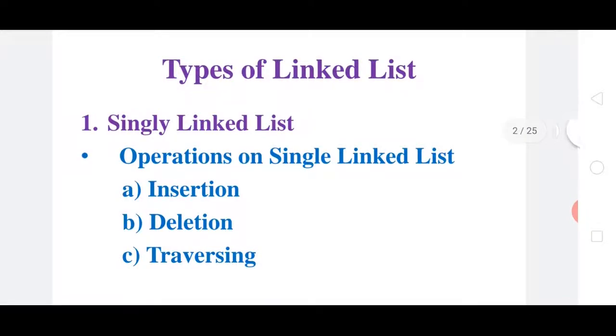Today in this lecture we will see some points which are listed here. The first is types of linked list. The first type is singly linked list. Also we will discuss operations on singly linked list. There are some operations. The first operation is insertion operation, the second operation is deletion operation, and the last operation is traversing operation.